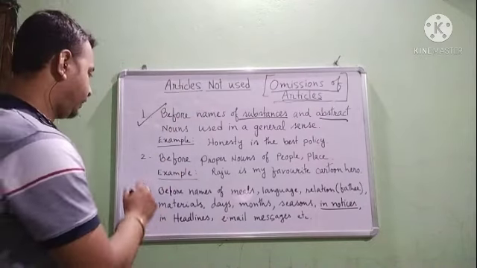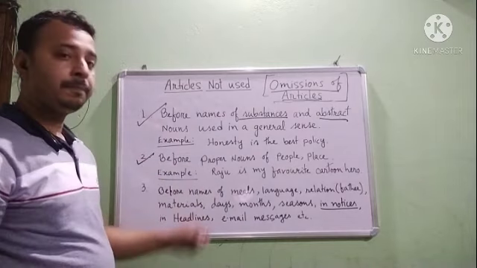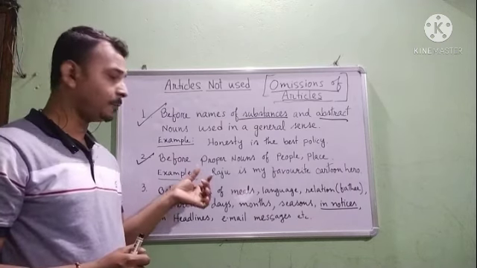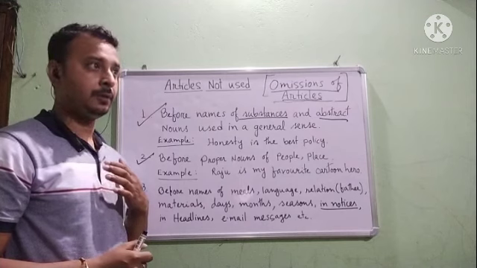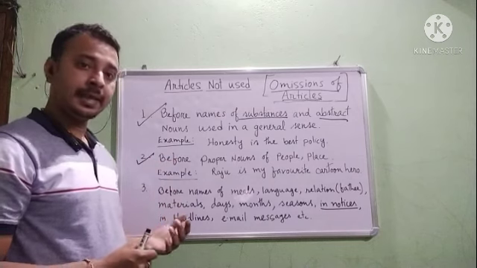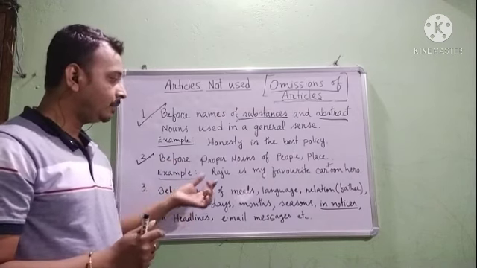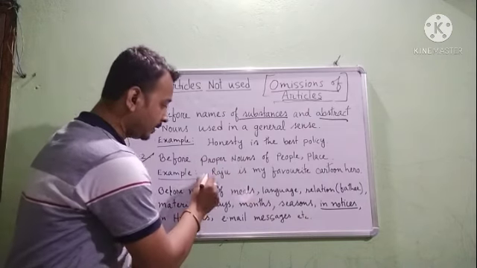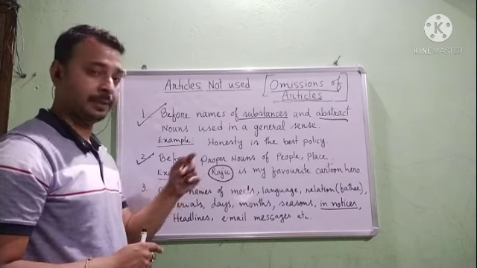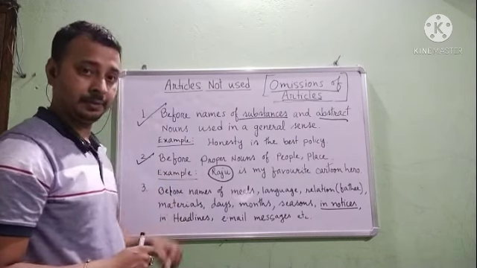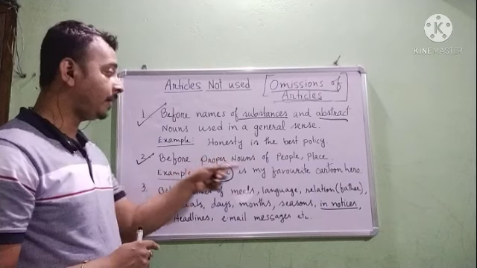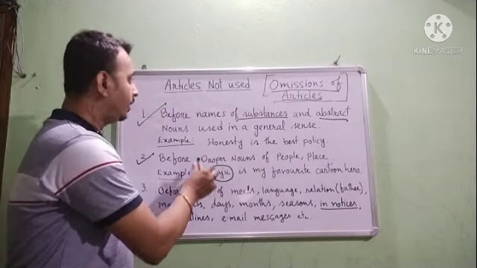Okay, next point. Before proper nouns of people, place. So for example, proper nouns means special names. What is my special name? Dhanjyoti Bhuyan. So before my name you will not use any article. Like Raju is my favorite cartoon hero. Here Raju is the proper noun, and here I will not use any article like A Raju is my favorite cartoon hero, or An Raju is my favorite cartoon hero, or The Raju is my favorite cartoon hero. So before proper nouns of people we don't use articles.